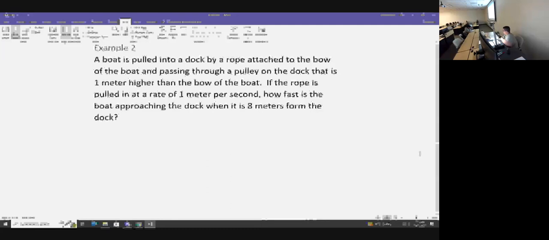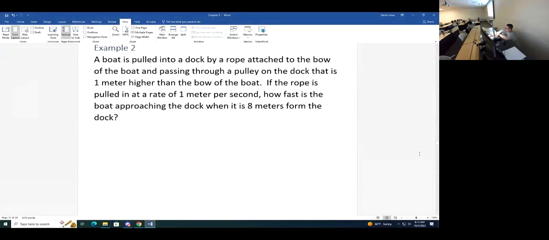A boat's pulled into a dock by a rope. The rope is attached to the bow of the boat and passes through a pulley on the dock that is 1 meter higher than the bow of the boat. If the rope is pulled in at a rate of 1 meter per second, how fast is the boat approaching the dock when it is 8 meters from the dock? I'll give you guys some time to write that down. You're not doing this without a sketch. If you do this without a sketch, chances are you're going to have the wrong relationship.